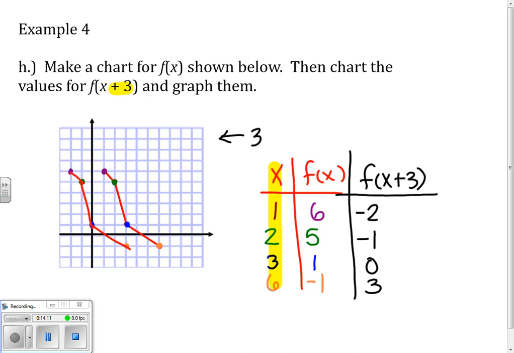I didn't move it in the y direction this time. I moved it in the x direction. And by moving left, I'm subtracting values from x.